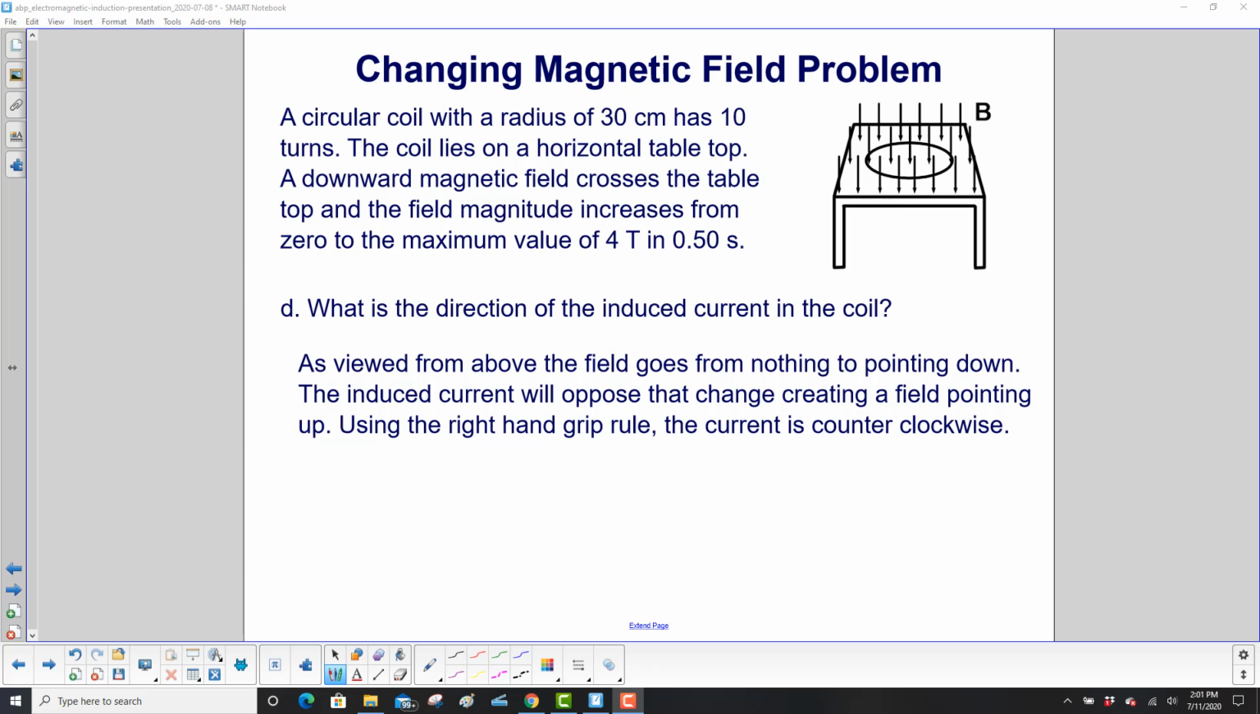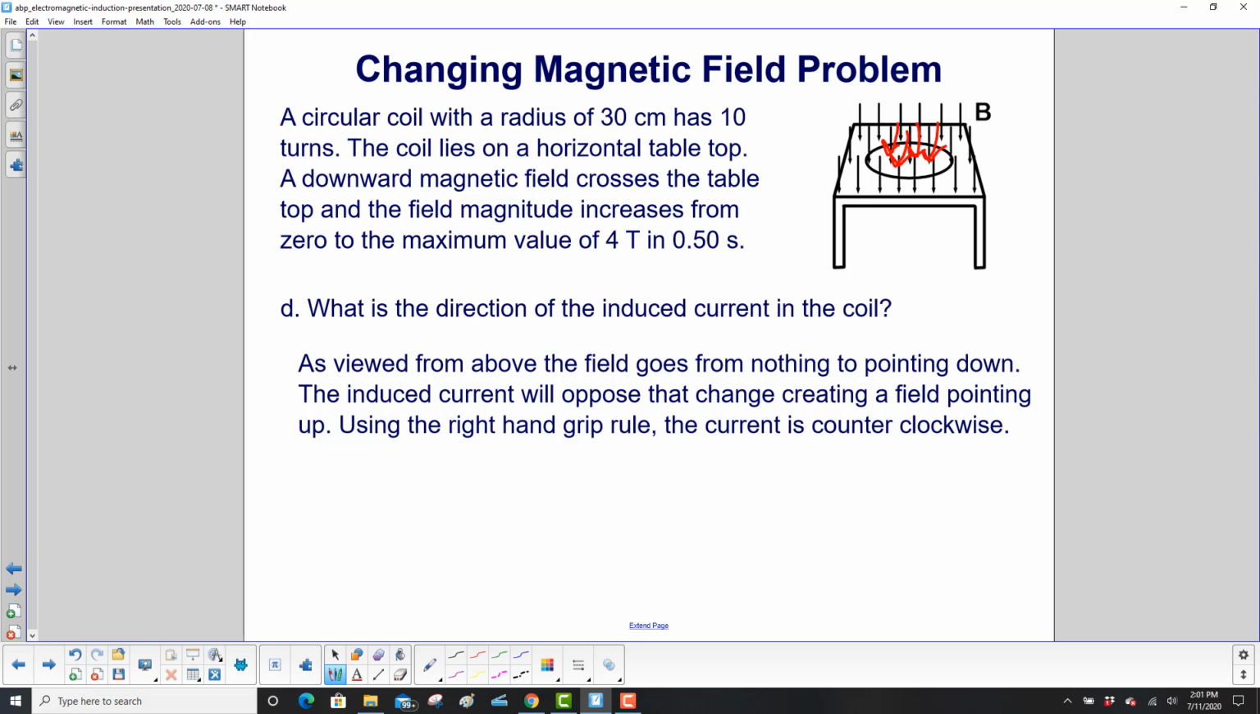What is the direction of the induced current in the coil? Lenz's law says a current will be generated that will create a magnetic field to oppose the change in magnetic flux from this external field. So if we look at this three-dimensionally here, we've got this field increasing, going down through the table. So we need a field to come up through the table to counteract that.